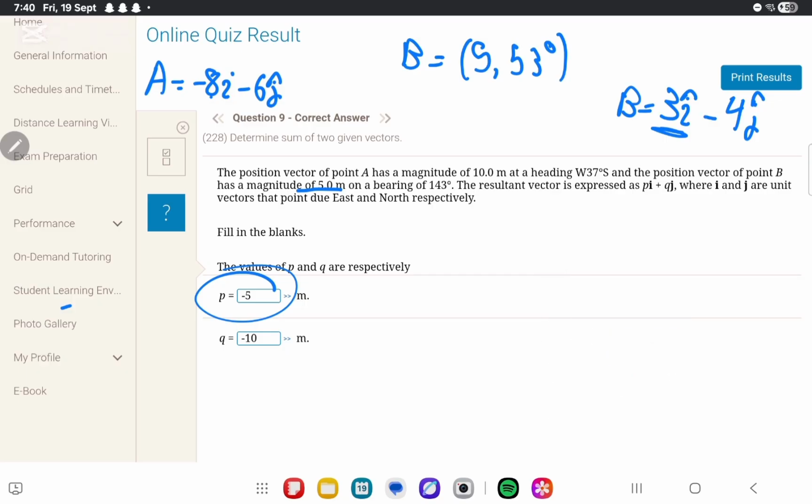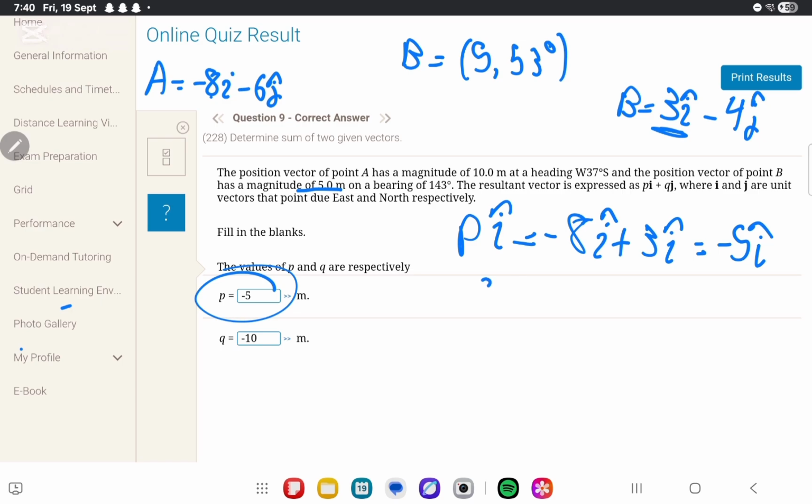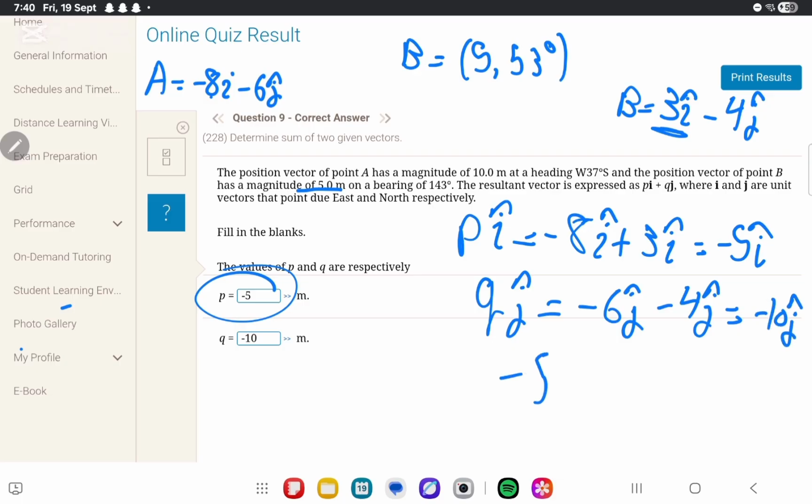Okay, so now I combine i with i and j with j. So pi is equal to negative 8i plus 3i, which equals negative 5i. Okay. Now qj is equal to negative 6j minus 4j, which gives me negative 10j. So my final answer is negative 5i minus 10j.